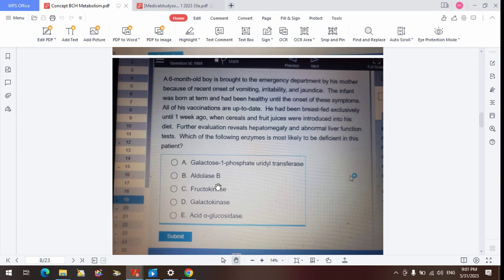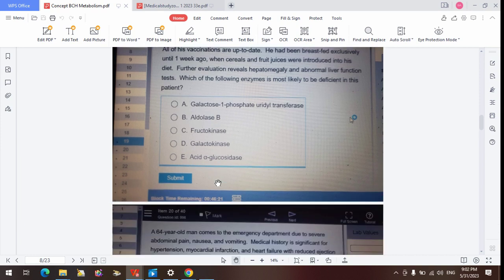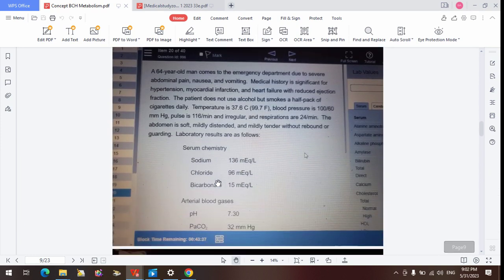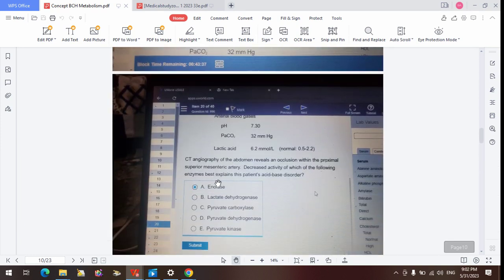So that's the difference. Someone that has galactose 1 phosphate uridyl transferase deficiency has accumulation of galactose 1 phosphate. You cannot take it to glucose 1 phosphate. So galactose 1 phosphate accumulates and causes cataract, jaundice, irritability, and all those things. That's the equivalent of aldolase B deficiency for fructose. Okay, so that we can move on.